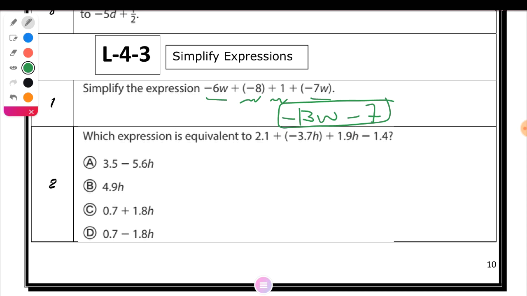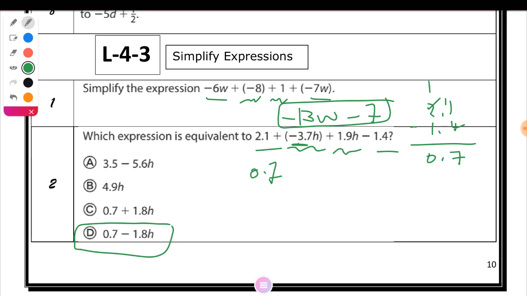Which expression is equivalent to this expression? Again, like terms. So 2.1 minus 1.4. We'll carry, it becomes 11 minus 7, 1 minus 1, 0. So it's 0.7. Then I think the second number should be negative because the sign of big is negative. So it's this one.